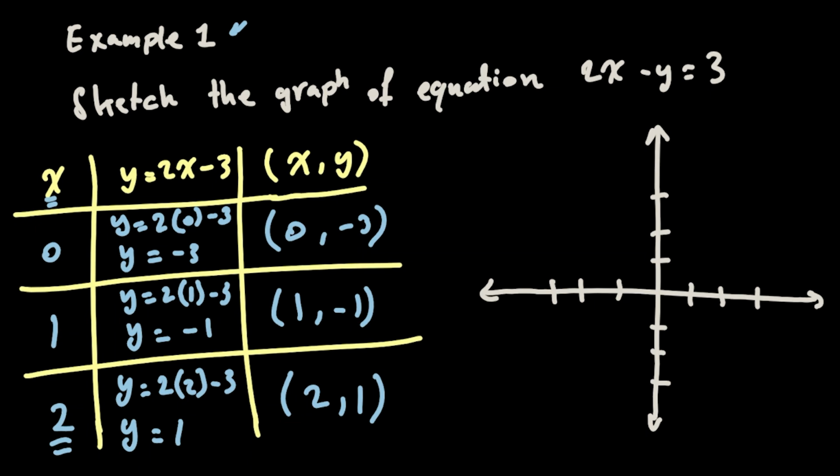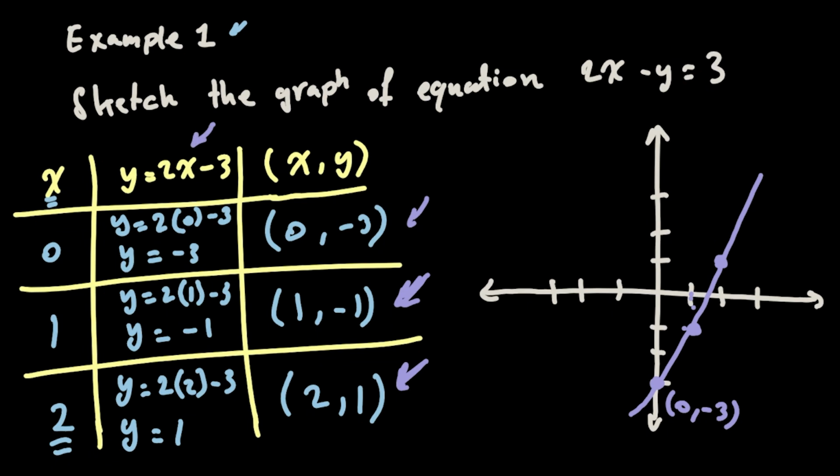The final step is to graph, or to plot, these points here. So the first point is 0 and minus 3. And the second point is 1 and minus 1. And here we have 2 and 1. So this is 2 and this is 1. It will be here. So we can just draw a line connecting these 3 points, and we will get the graph of this equation here.